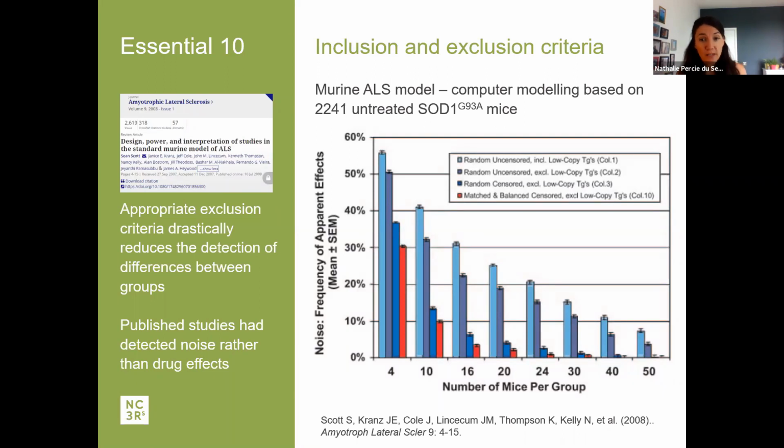But when appropriate exclusion criteria were applied, this frequency reduced drastically. When they excluded animals that died from non-ALS causes and those that did not contain enough copies of the transgene, at n equals 4, the frequency of apparent effect was reduced from 55 to 35%, and at n equals 20, it was reduced to less than 5%. So it's actually likely that published studies that had reported that the treatment worked in mice had actually detected noise rather than an actual effect of a drug.